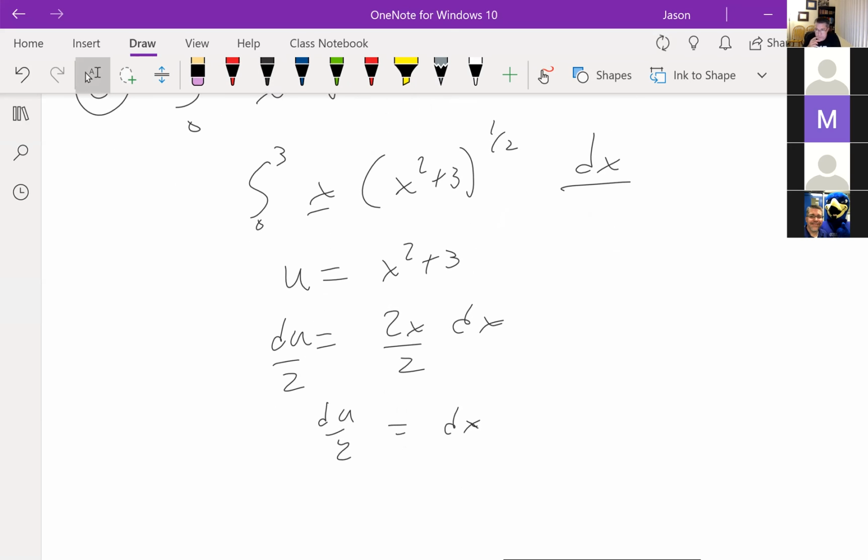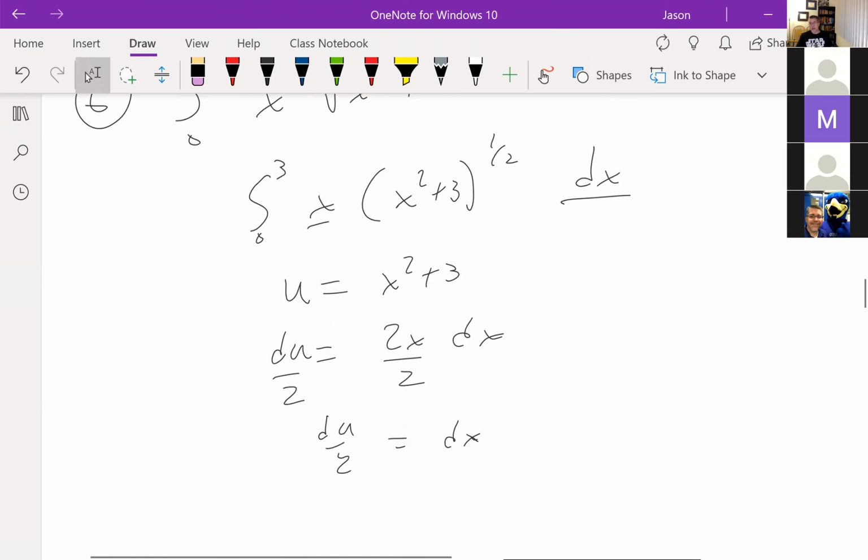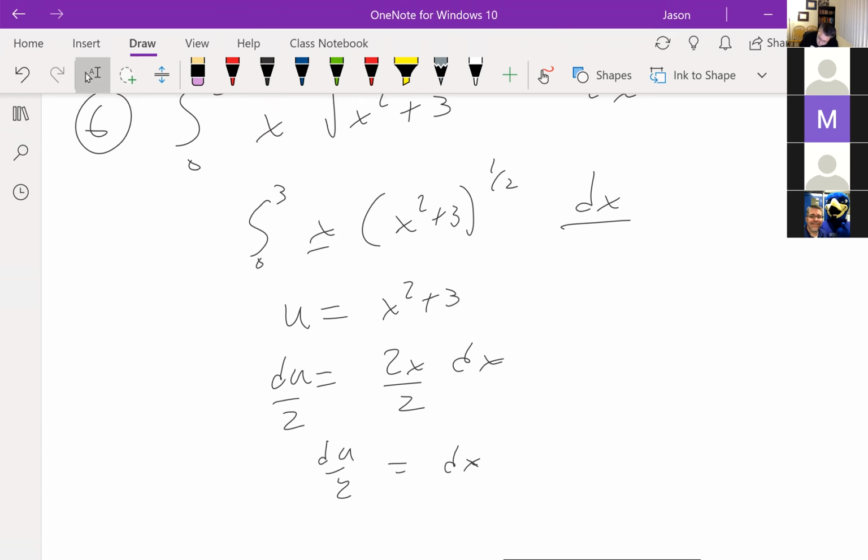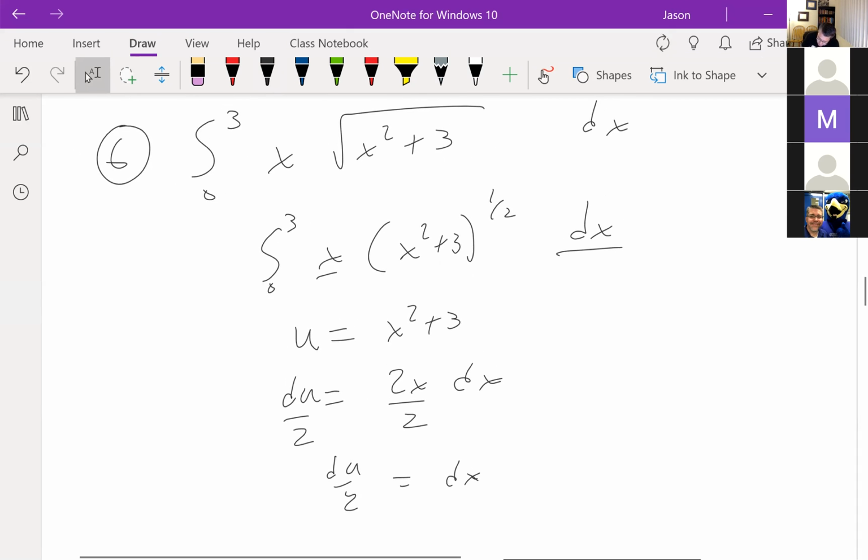Okay. We'll finish this one up, and then I'll show you in a second what the other thing that Santa brought me today was, which was very nice of him. Okay, so du over 2 is equal to dx.